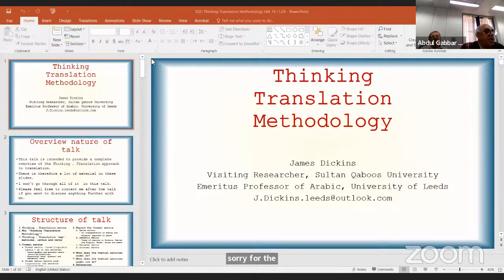This afternoon's talk is by Professor James Dickens on thinking translation methodology. This is the model, probably also one of the most detailed linguistic models of translation that Professor Dickens has been working on for a number of years, and he published his book in 2016, Thinking Arabic Translation, outlining this model in more detail. This afternoon, Professor Dickens is going to talk about it.